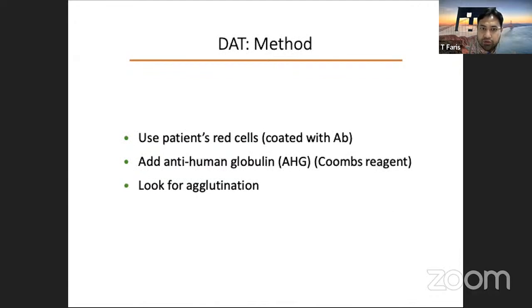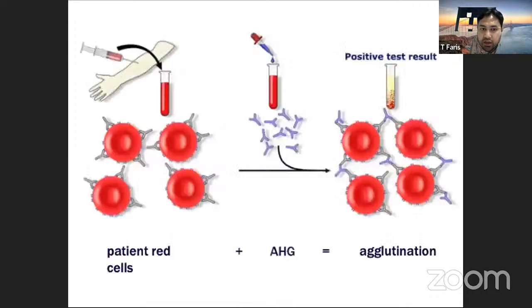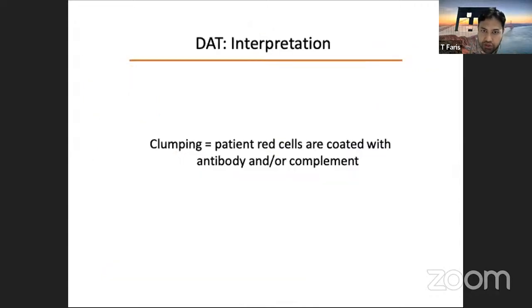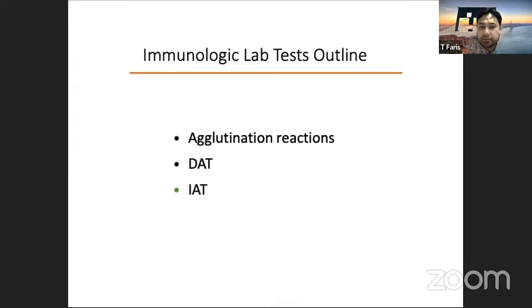Okay, we use the patient's RBC, which is coated with the antibody, and then we add the anti-human globulin, or Coombs reagent. This is another name, and we look at the agglutination. We take the RBC plus this anti-human globulin, and if there's any agglutination, then we can say that the patient's red cells are coated with antibody or complement. Yes, complement, the C is the complement. So this is the Coombs test, one of the diagnostic tests.